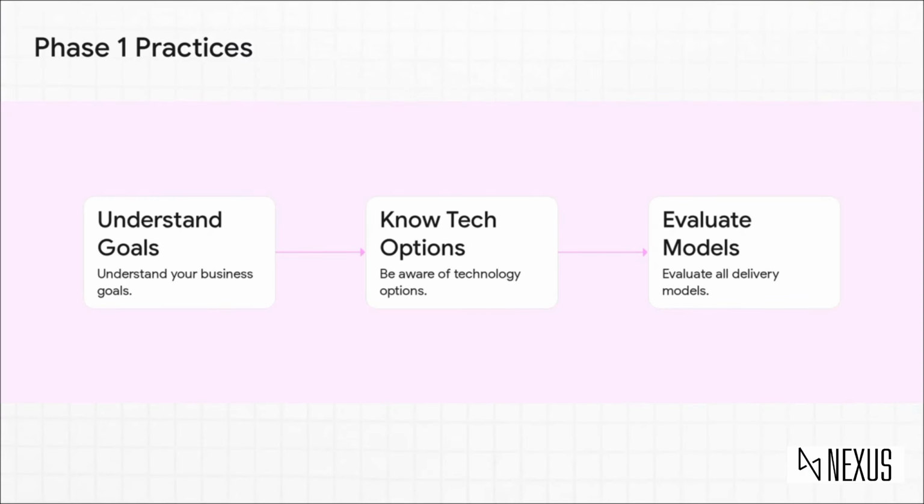Okay, so this phase really boils down to 3 core practices. You can think of it as the why, the what, and the where. The why is your business goal, the what is the technology you'll use, and the where is your delivery model. Let's break each one down.